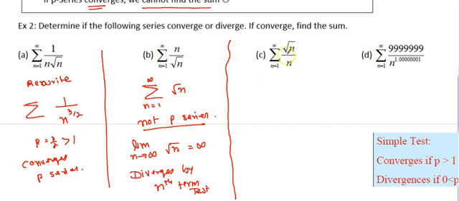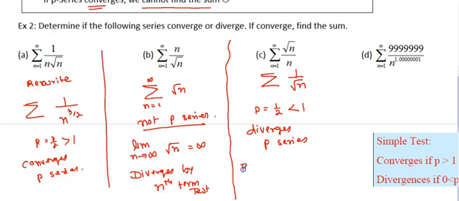So this is another look-alike series. If you rewrite, this is 1 over square root n, and you can say P is equal to 1/2, which is less than 1, a diverging P series. If you want a proof, you can use the integral test to prove it, and you will see it diverges.